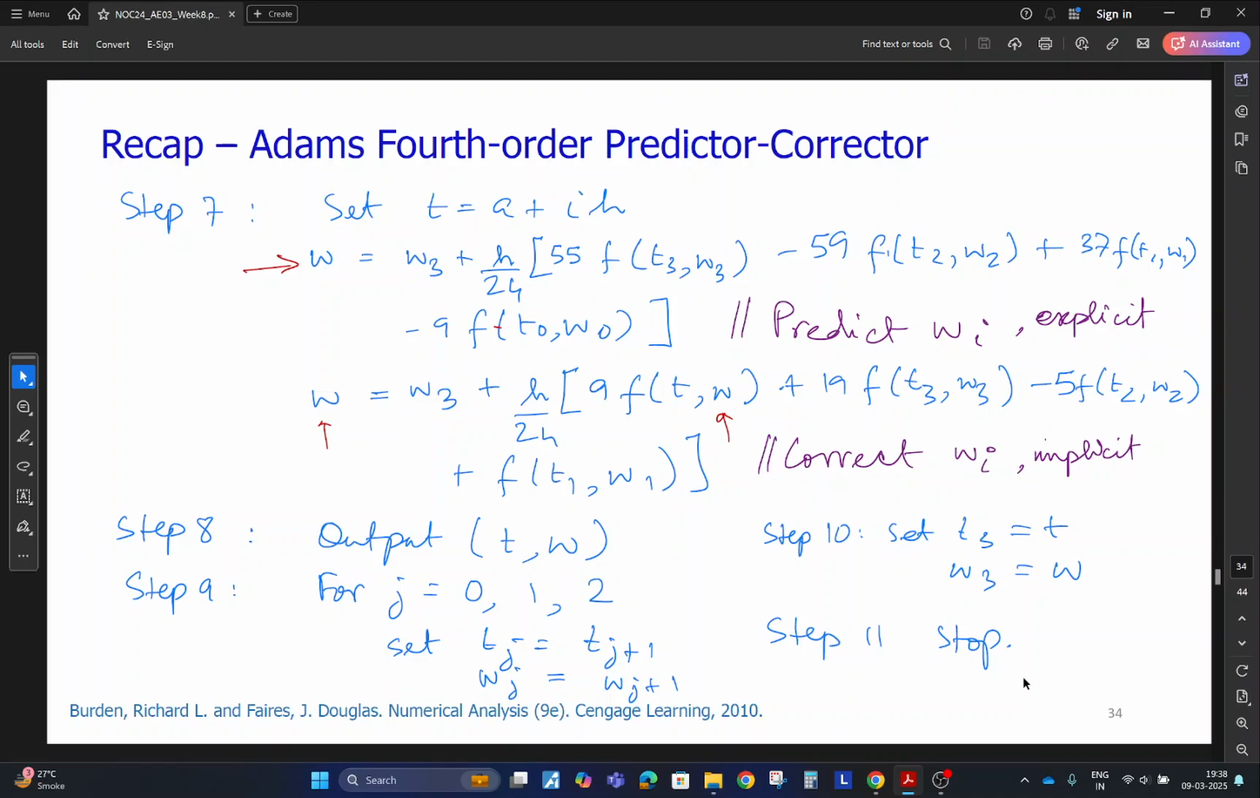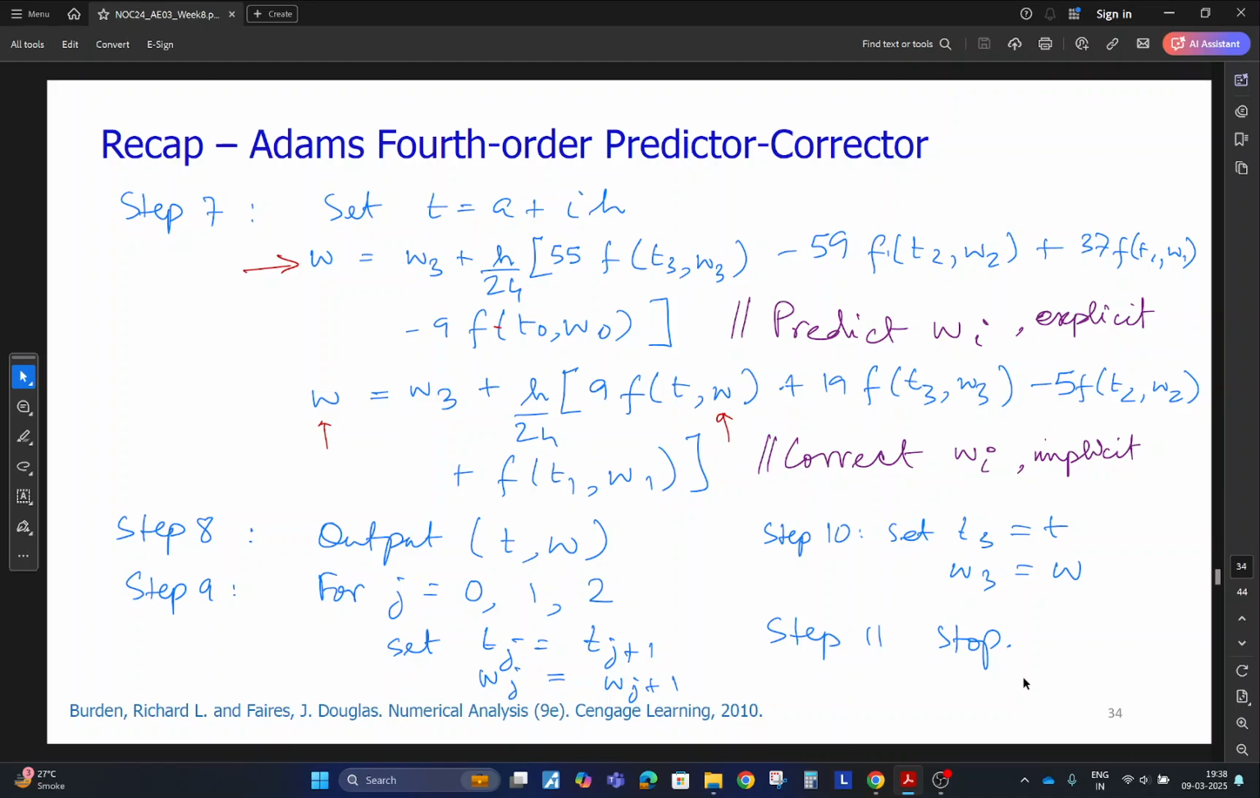Next, we correct this predicted value as W equals W3 plus h by 24 times 9 times the value of the function at t comma W, since W is already known to us from the previous explicit step, plus 19 times the value of the function at t3 comma W3 minus 5 times the value of the function at t2 comma W2 plus the value of the function at t1 comma W1. Thus, we are correcting the predicted value using an implicit scheme. In the 8th step, we output t comma W.